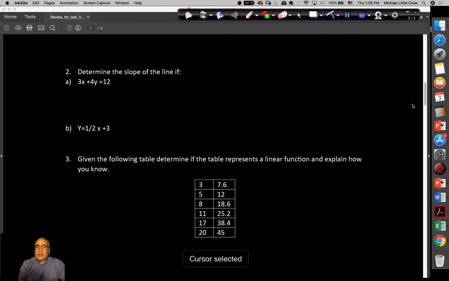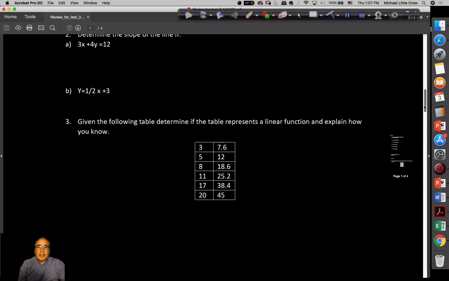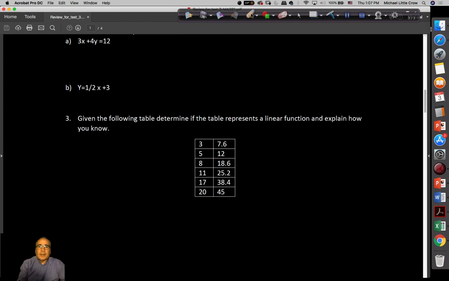So let's take a look at number 3. We're given this table, and we're asked to determine if the table represents a linear function, and then explain how we know. A linear function would be a straight line, and the way this happens is that the slope between any two given points, the average rate of change between any two given points, is the same.